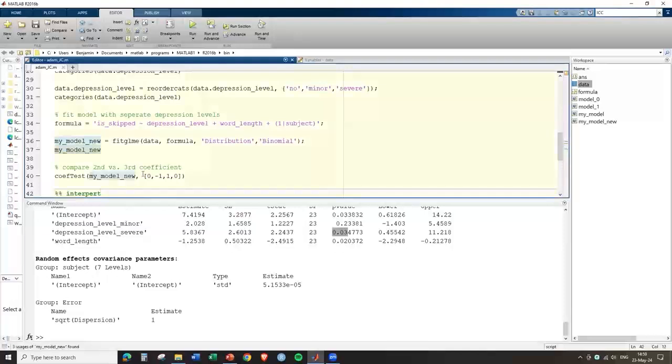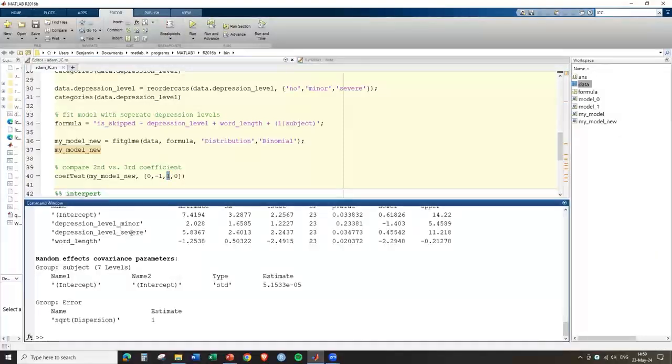We put in the model and we put a vector, the length of the betas, telling it which betas to compare. This is the same notation as for ANOVA comparison post hocs, if you know it. So here I'm saying, give me a comparison between the second coefficient versus the third. Why is it second versus the third? Because one is positive, one is negative. So the second one is minor versus the third, which is severe.